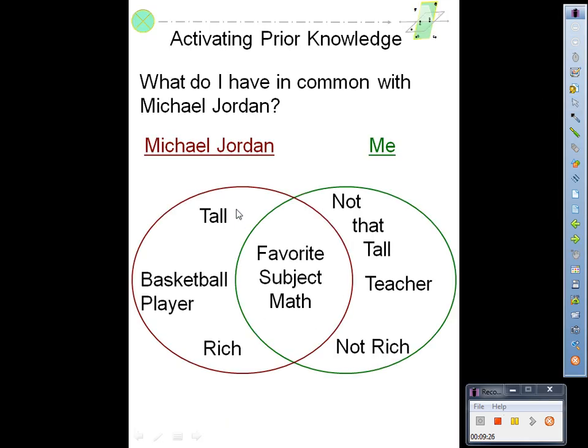So once again, what is the one thing that Jordan and I have in common? Favorite subject is math. Now, did I write favorite subject is math 2 times here in the center? I only wrote it once. Keep that in mind because right now we're going to use numbers to show you how to use the Venn diagram to find the GCF and LCM. Okay? All right. Write example number 1 on your paper, please. Example 1.